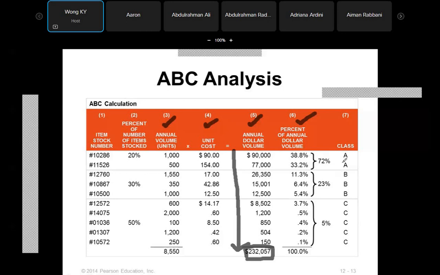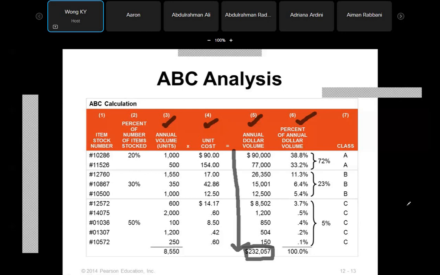Okay. From here, we can then group them into class A, class B, and class C. Now, you may ask me, why are the first two items in class A, why are the next three items in class B, and so forth? Okay, listen carefully. There is actually no strict rule saying which one is in class A, class B, or class C. But there is a general rule that applies.